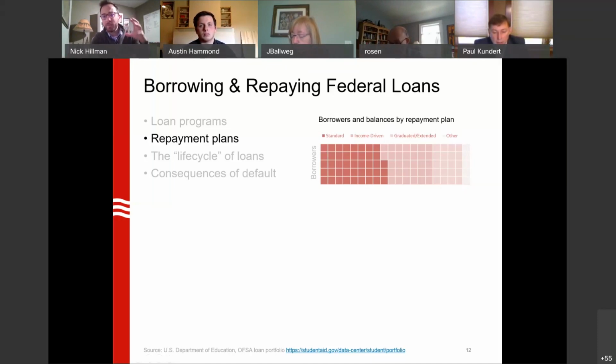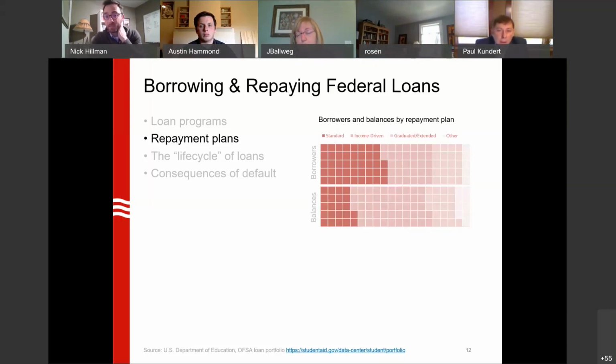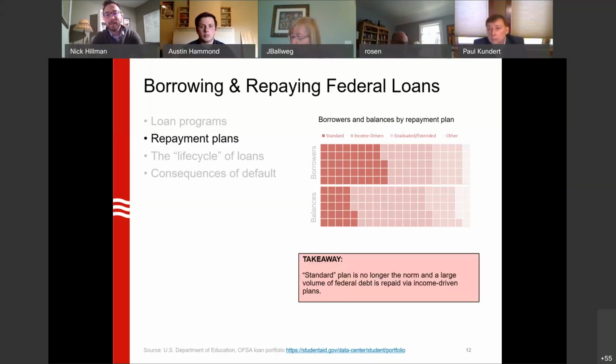So get a sense of the number of people who borrow. You can kind of see that the majority of borrowers are not repaying in these standard plans. And if you add up the money that they owe, well, it looks very different as well. So even though you have a lot of borrowers in standard repayment, they actually account for a pretty small share of the total outstanding volume of federal loans. A bulk of the outstanding volume of federal loans is being repaid through graduated or extended programs or through income-driven plans. The point here is that the standard plan, it's not really the norm. A large volume of debt is following these sort of longer-term repayment plans that are connected to income.